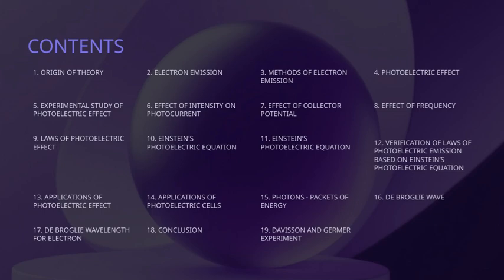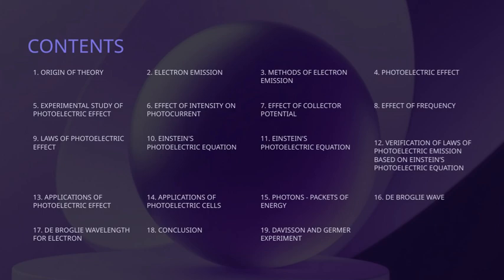Next, we consider the effect of frequency, emphasizing that the energy of the incident photons depends directly on their frequency, not their intensity. This is crucial in understanding the photoelectric effect. We then look at the photoelectric effect itself, how photons eject electrons from a surface when certain conditions are met. The Davisson and Germer experiment is a landmark in demonstrating the wave nature of electrons, confirming de Broglie's hypothesis.